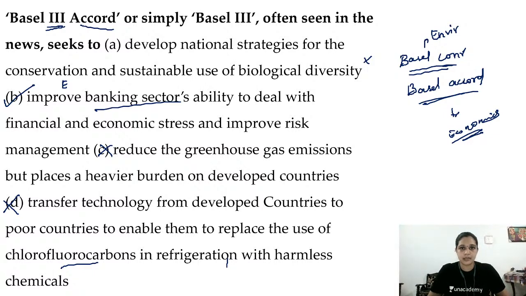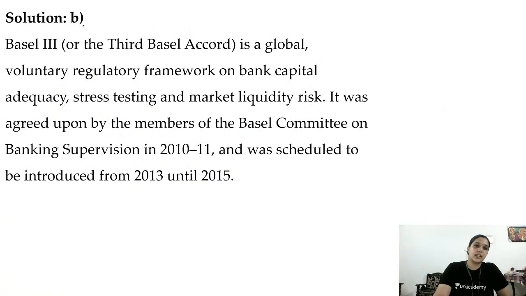I just know Basel III is related to economics. That's all, and it is related to NPAs. Okay, ability to deal with financial and economic stress and improve risk management. So that is this answer. Clear? Yes. So the answer is B. The Third Basel Accord is a global voluntary regulatory framework on bank capital adequacy, stress testing and market liquidity risk.